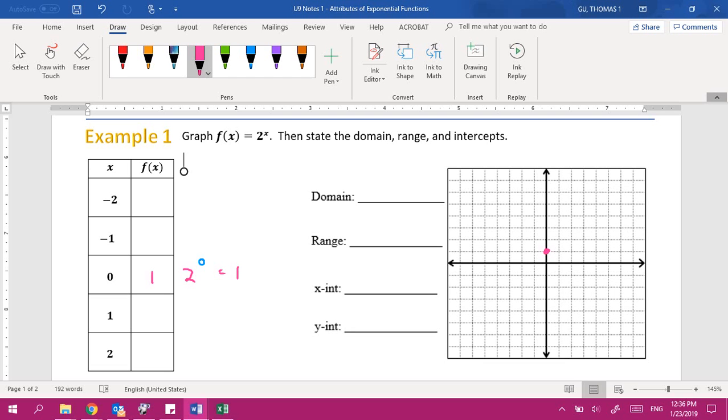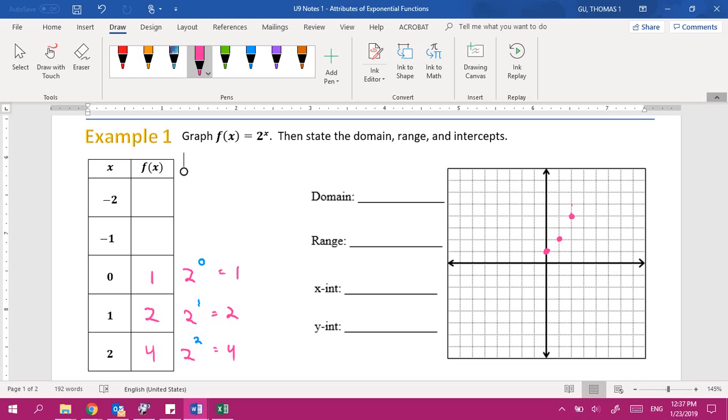Next up, let's see what happens when we put in 1 for x. So it's going to be 2 to the first power, which equals 2. So that's another point, 1, 2. Let's graph that one. What do you think this next value would be? 2 to the second power, which is going to be 4. That's right. So 2, 4 is my next point. Oh, that's 5. There we go, right there. So those ones are the simple ones to find the value for.